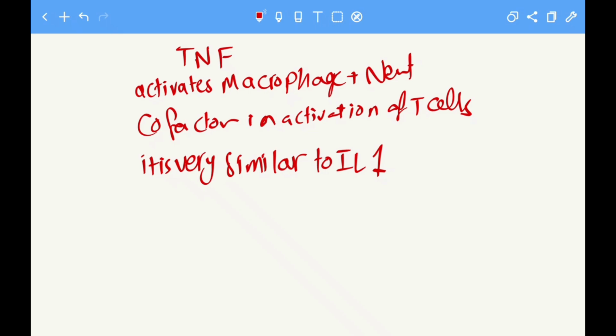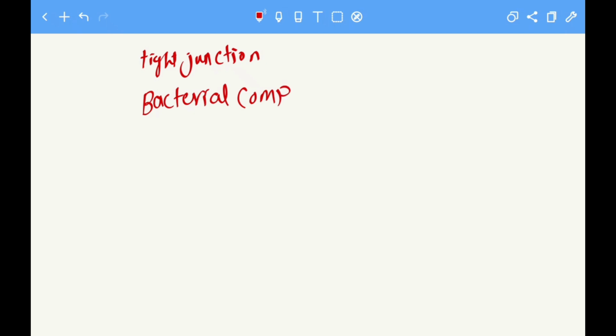What is the role of TNF in inflammatory bowel disease? The TNF increases tight junction permeability. Tight junction permeability to what? To the bacterial component. And it activates innate and adaptive immunity.